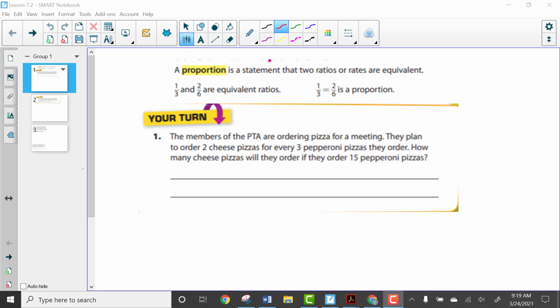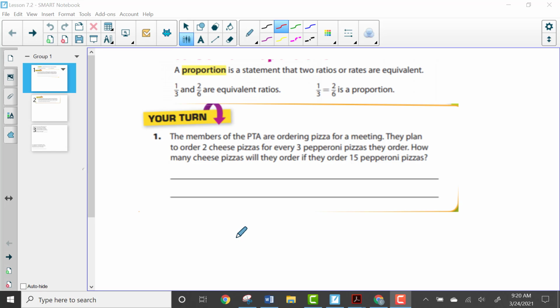What we're going to do first of all is take a look at what a proportion actually is. A proportion is a statement that two ratios or rates are equivalent. So when we set it up, 1 to 3 and 2 to 6 are equivalent ratios. 1 to 3 equals 2 to 6, that is a proportion. We're going to take a look at a few math problems today where we set up a problem as a proportion, and then we'll be able to find that missing piece using a certain method that I think you'll find very helpful.